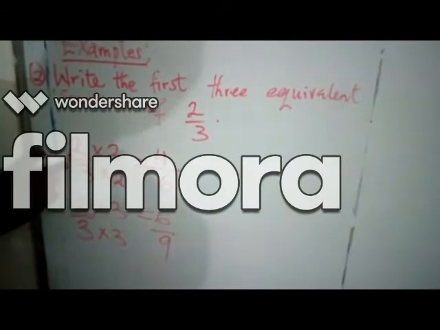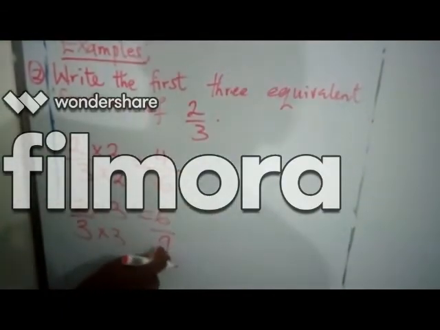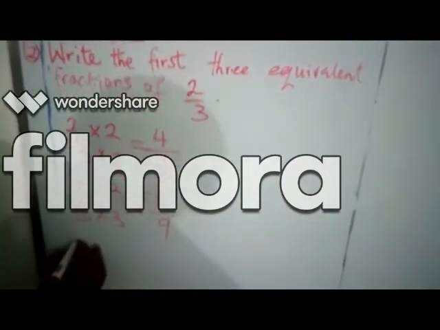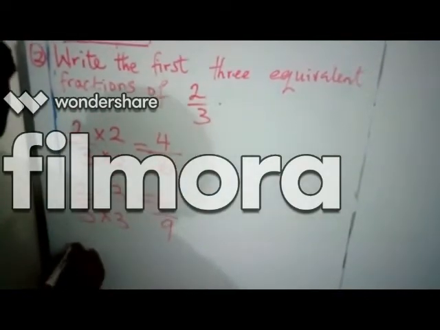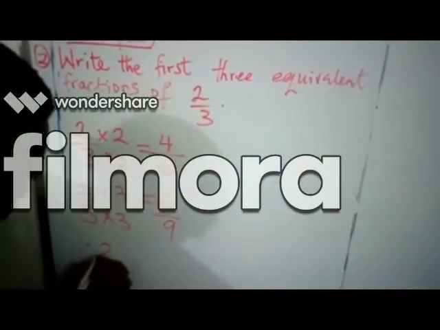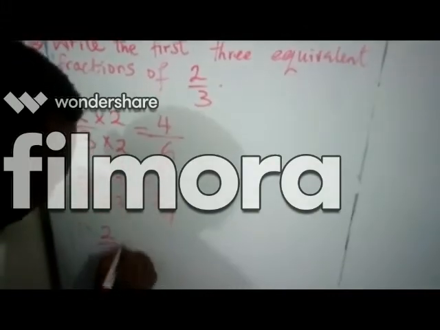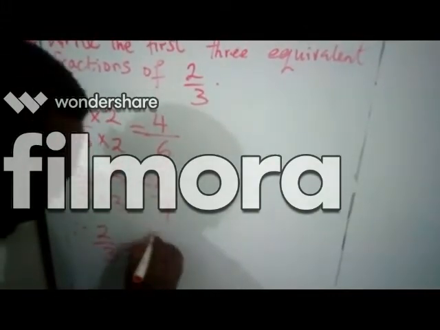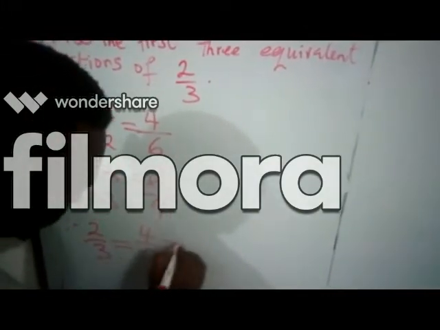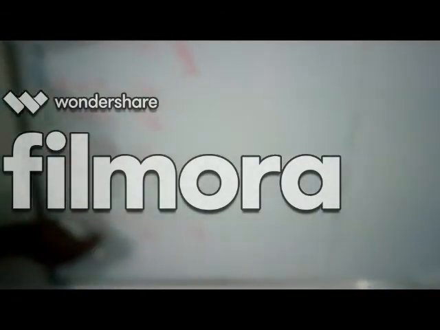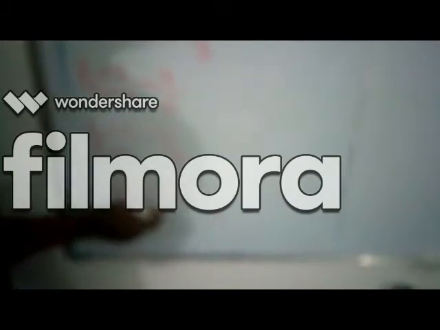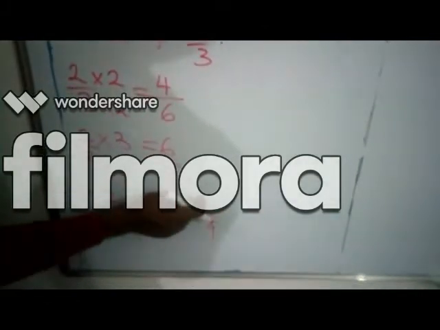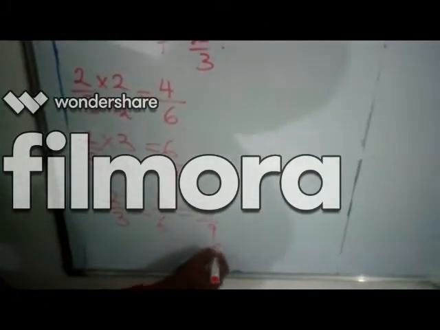The first one is this, the second one is this, and the third one is this. Then we now write it down. The first 3 equivalent fractions are 2 over 3 equals to 4 over 6 equals to 6 over 9. It means that 2 over 3 is the same thing as 4 over 6 and the same thing as 6 over 9.